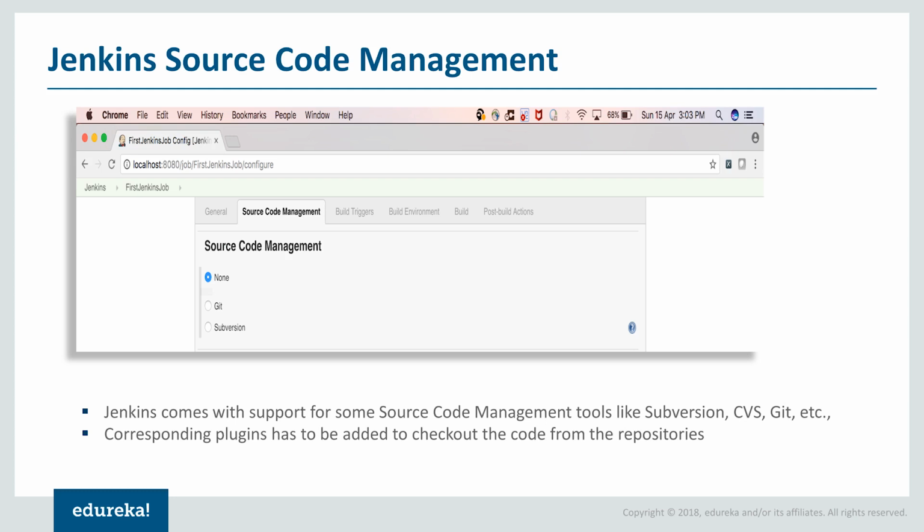As we have seen during our installation and post installation configuration, Git and Subversion are the tools which you get by default. Those plugins are installed by default when you configure Jenkins for the first time. You always have an option of adding or removing any of the other source code management tools, but Git and Subversion being the most popular ones, they come by default. Any other plugin has to be added to check out the code from the repositories, as we have seen.